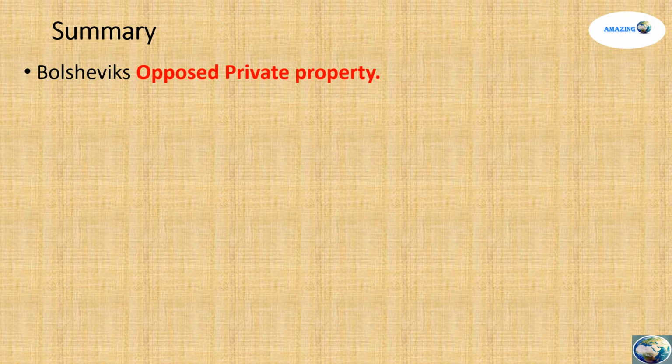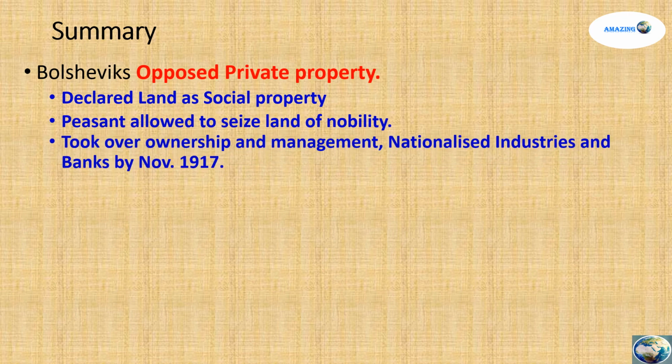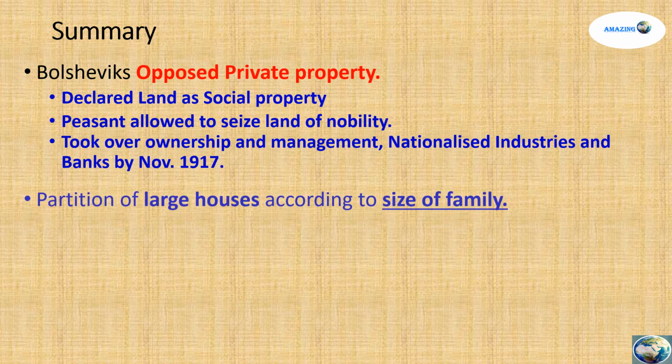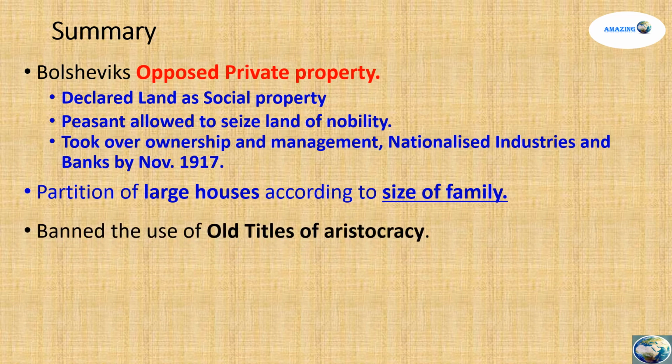To summarize, what happened after the October Revolution was that the Bolsheviks, who opposed private property, did declare land as social property. When they declared land as social property, they allowed the peasants to seize the land of the nobility and took ownership and management, and nationalized industries and banks by November 1917. As land became social property, they partitioned large houses according to the size of the family and banned the use of old titles of aristocracy.